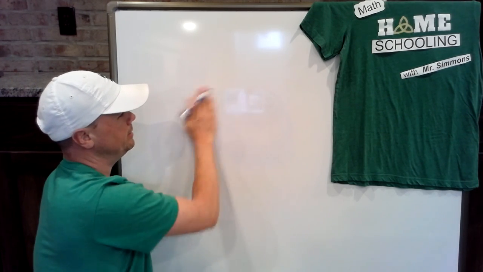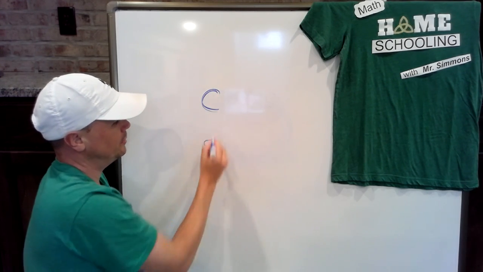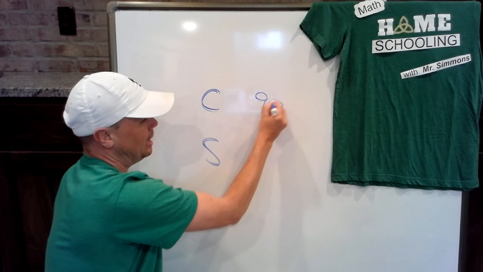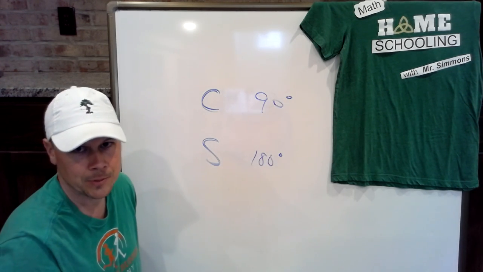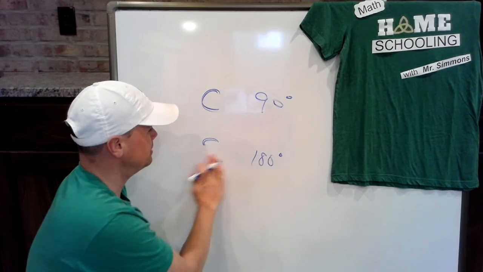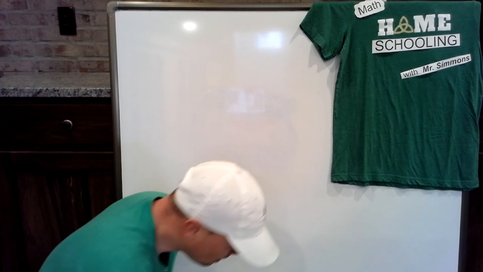Some people just think of it as real simple. C comes before S in the alphabet, just like 90 comes before 180, when you're talking about degrees or numbers. So easy stuff to remember that way. That's just a couple quick ones. There's a lot of other ones out there. If it works for you, use it.